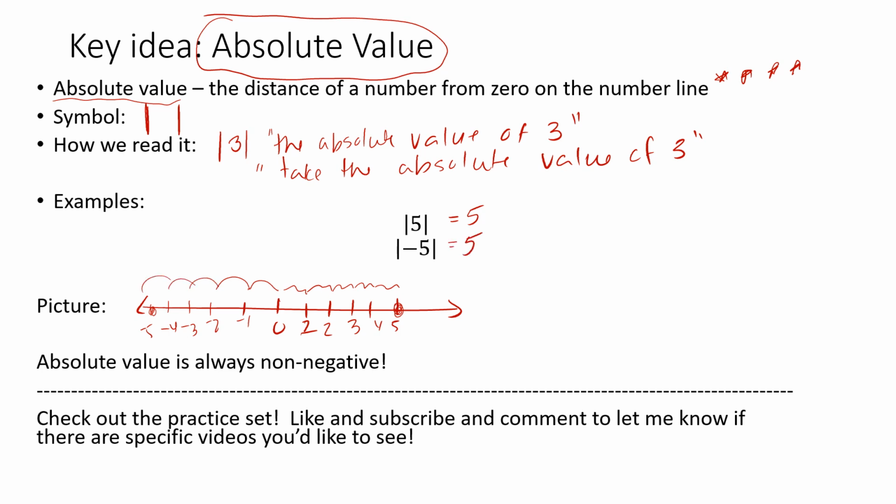Absolute value is always non-negative. And I've had a lot of students come to my class and they'll say, oh, absolute value is always positive. Well, no, not always positive, because there's one situation where the absolute value is not positive. But it is true that absolute value is always non-negative because it does not take into consideration which direction you are going on the number line.